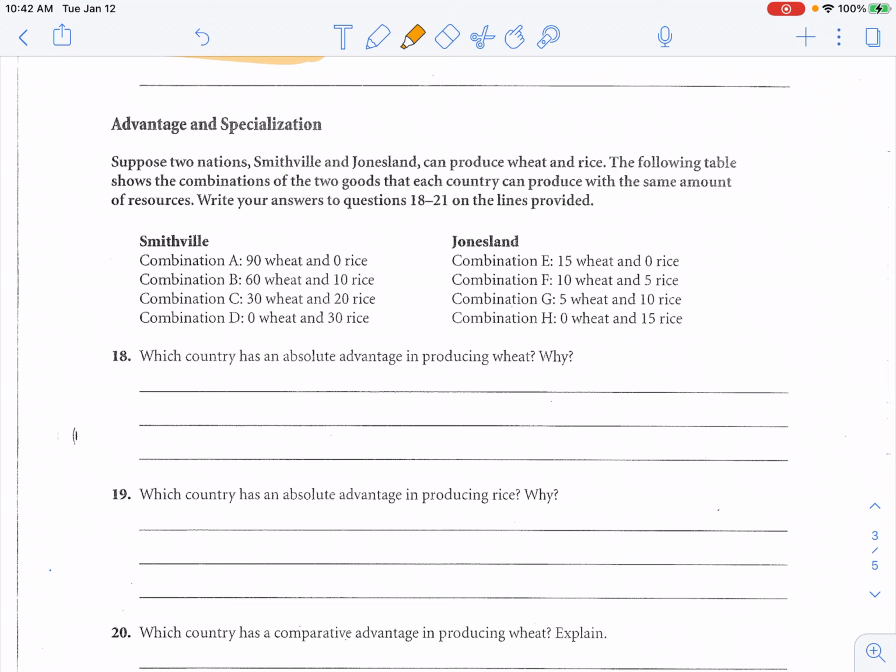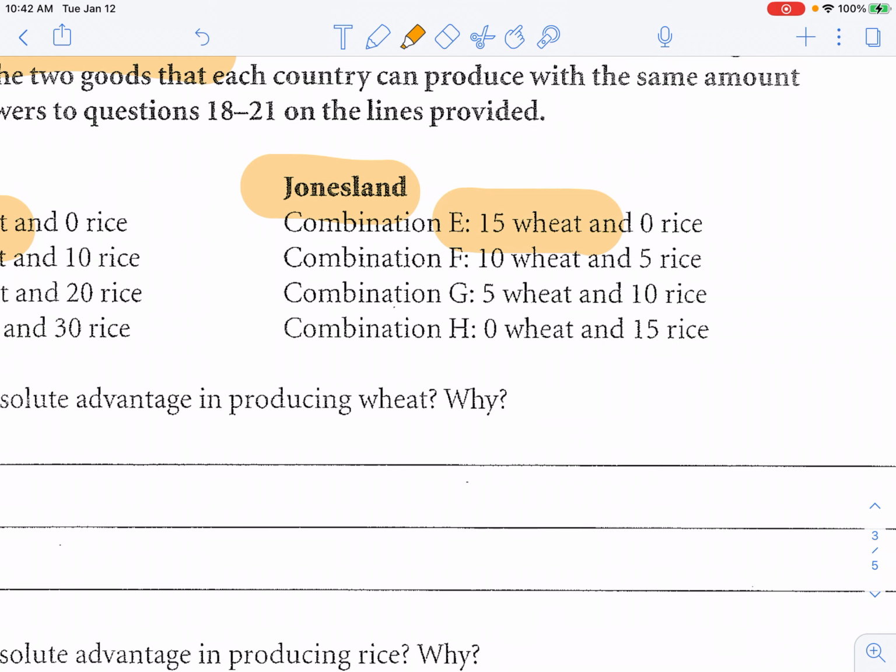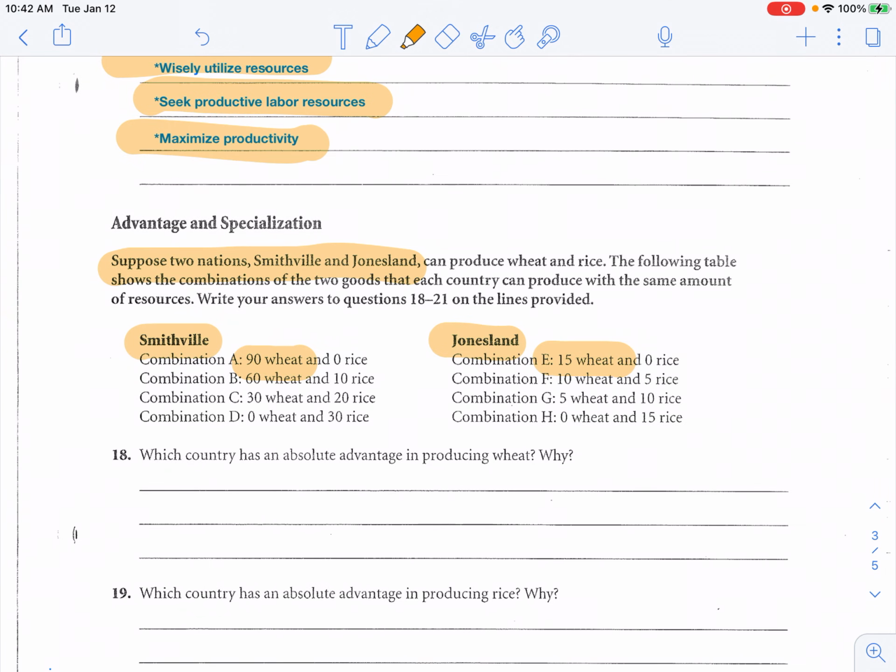Now, if we want to look at it from a country's perspective, we're going to suppose 2 nations. There's Smithville and Jonesland, and they can produce wheat or rice. And the following table shows the combinations of the 2 goods that the country can produce with the same amount of resources. So the first thing we're asked is, which country has the absolute advantage in producing wheat? So when we focus in on when each country produces only wheat, we're going to look at Smithville, we're going to look at Jonesland. When they're making only wheat, Smithville can make 90 units of wheat. Jonesland can make 15. So absolute is just implying overall number, looking at the 2 countries, who's better at producing wheat. And so 90 is better than 15. So Smithville.